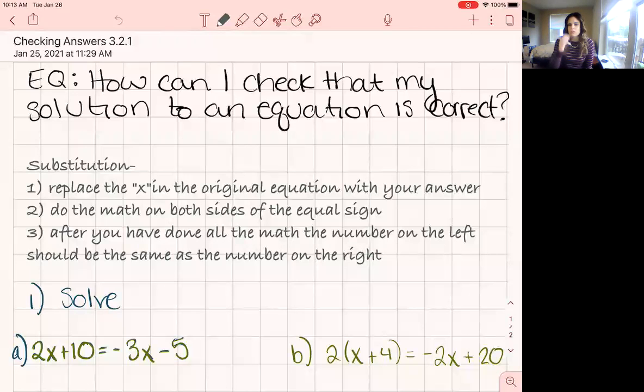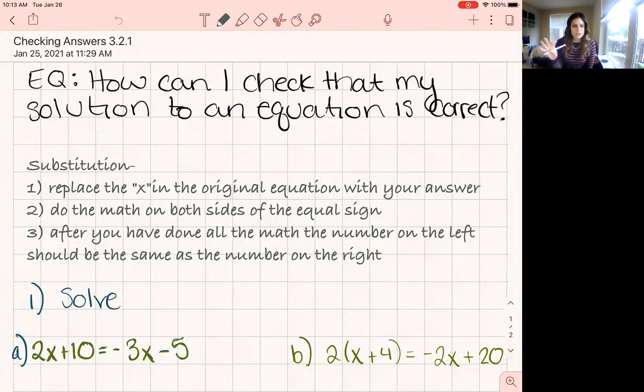All right, so our essential question is, how can I check that my solution to an equation is correct? So we're going to learn a way to know 100% of the time whether or not the answer we got is the correct answer, which is awesome. So I'm going to let you copy this down and then we'll go over the steps and then we'll do some practice.